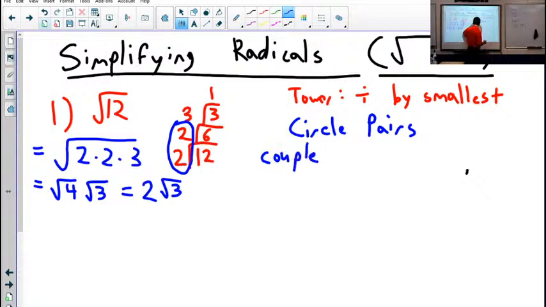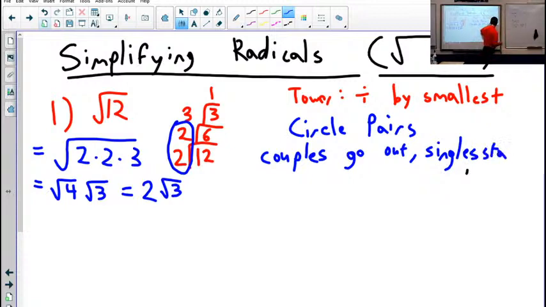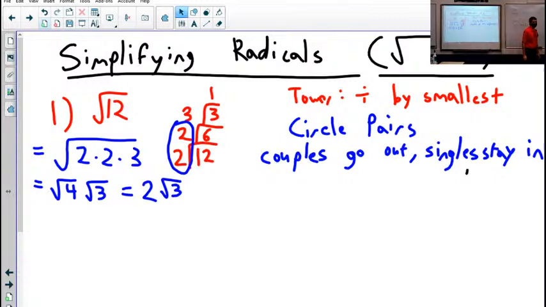The way that I remember this is what I like to call the rules of dating, which is couples go out, singles stay in. If I've got something that has a pair with it, like this 2 has a pair with it, so it's a couple, it can go out. That couple can go out. But I have this 3 over here, oh, it's all by itself. It doesn't have a pair to go along with it, so it's got to stay in the square root.